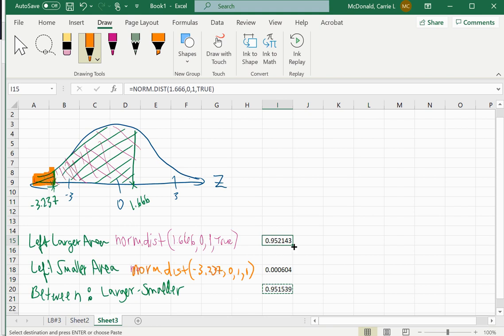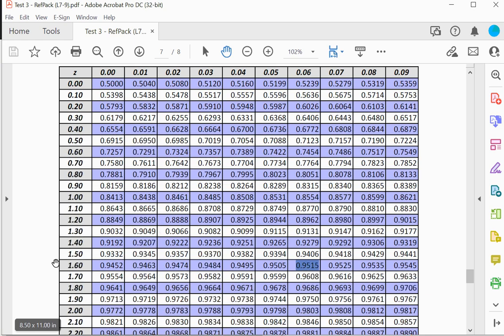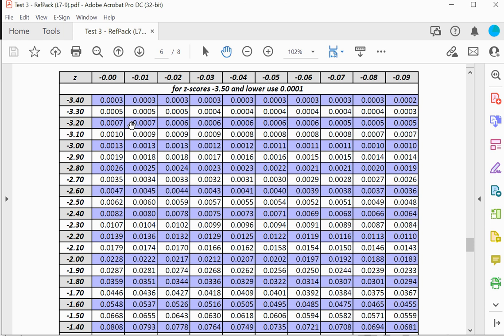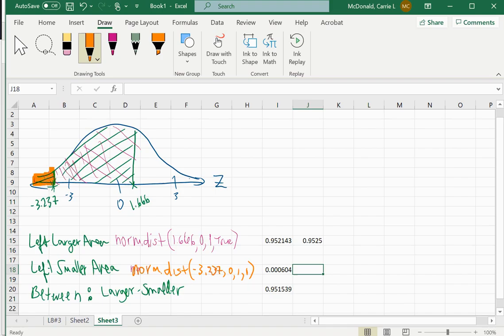But as you can see, norm.dist is much more accurate than the table, because the table only goes up to 2 decimal places. So there's going to be some round off error. But my guess is that if we had tried using the one that when you round it to 1.67, you get 0.9525. And then for this other one, negative 3.24. Let's look up negative 3.24. Negative 3.24 would be in this column here, 0.0006. So when I subtract those, the larger minus the smaller, the answer is very close here, especially when you round it.